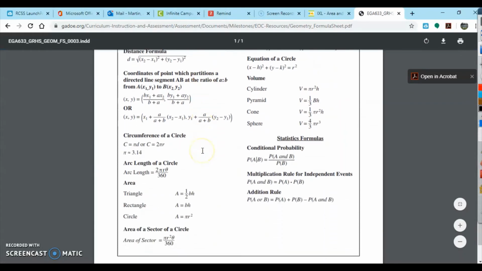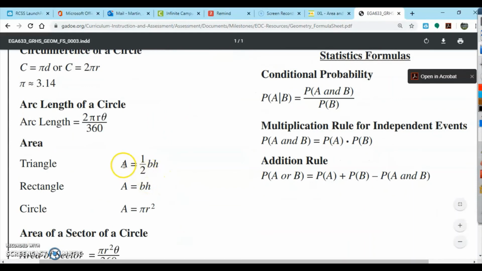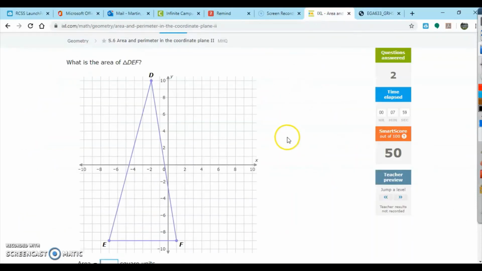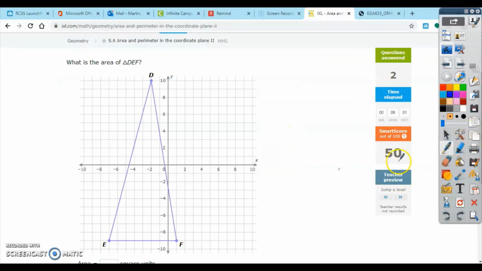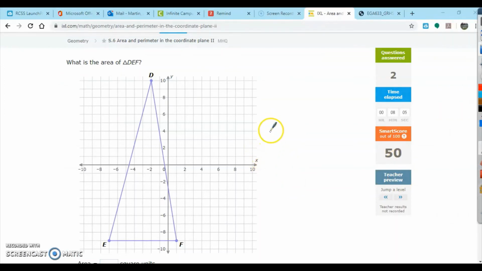How do we find the area of a triangle? I'm going to zoom in for you. It's right there. Area is 1/2 base times height. So if we can find the length of the base and the length of the height, or how tall this triangle is, we'll be in good shape. So I'm going to be using the area formula for a triangle. Area is 1/2 base times height.